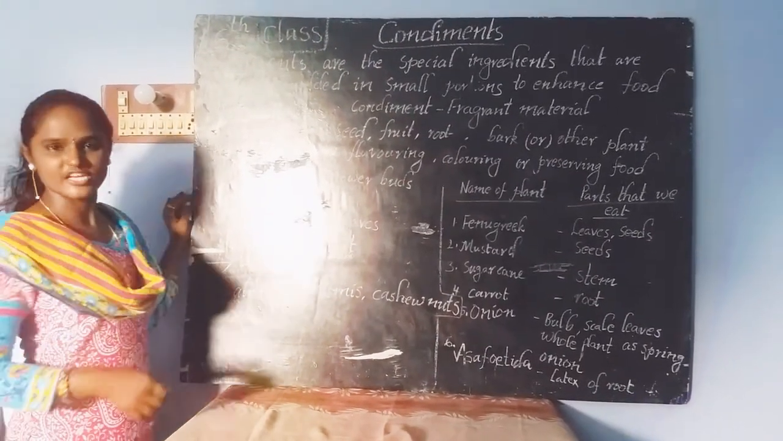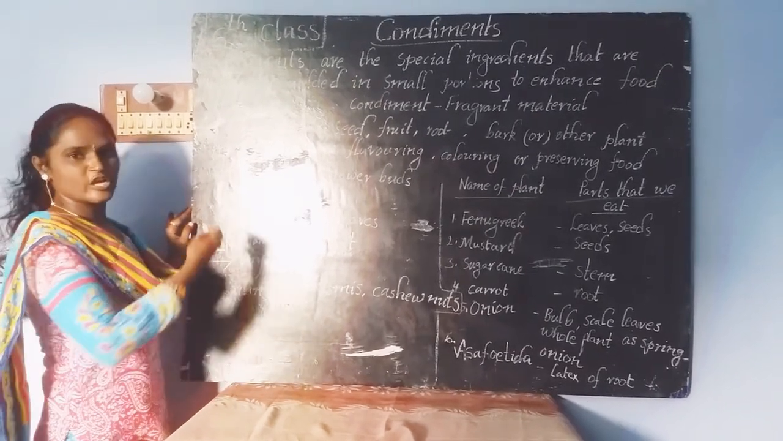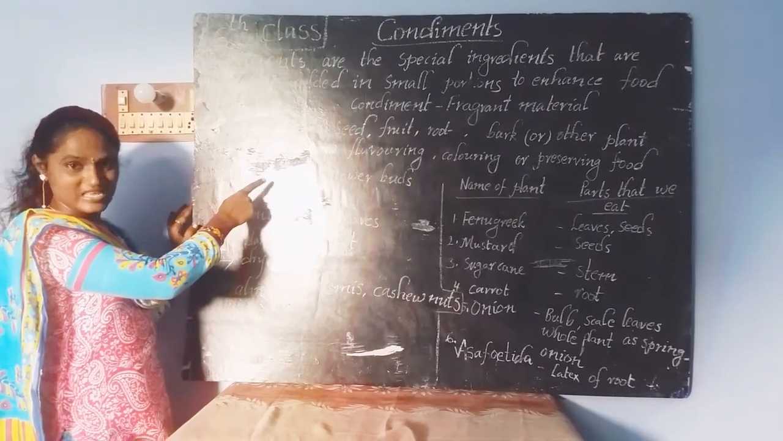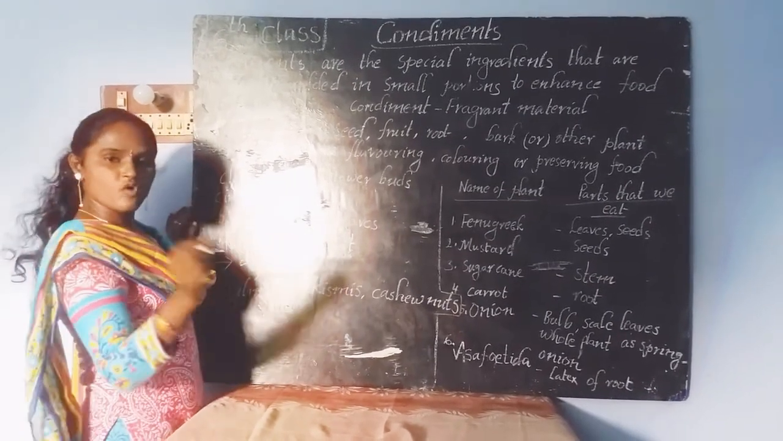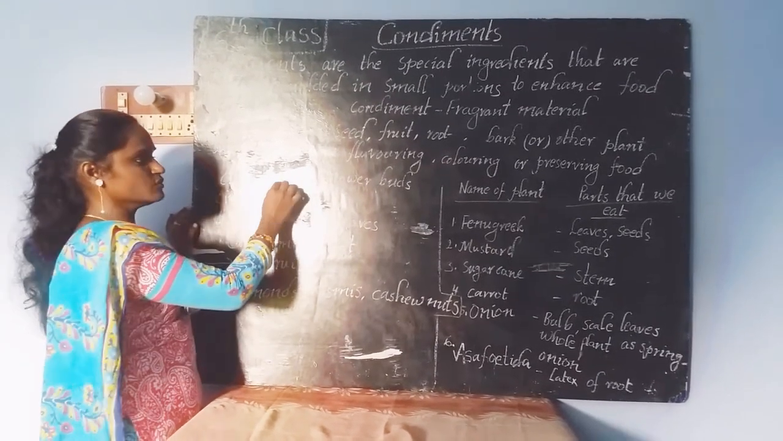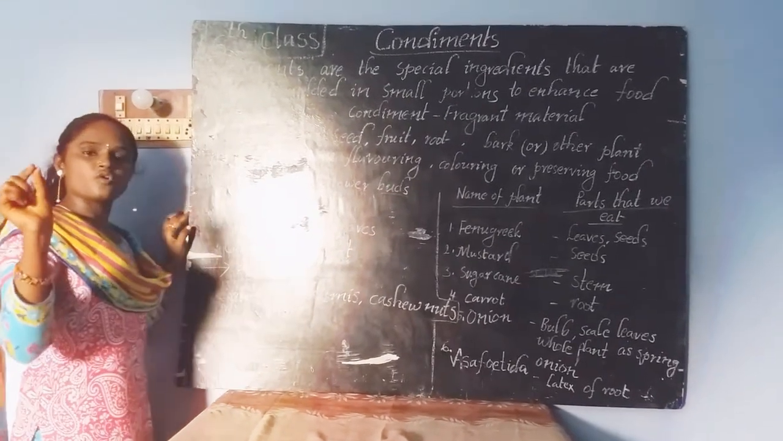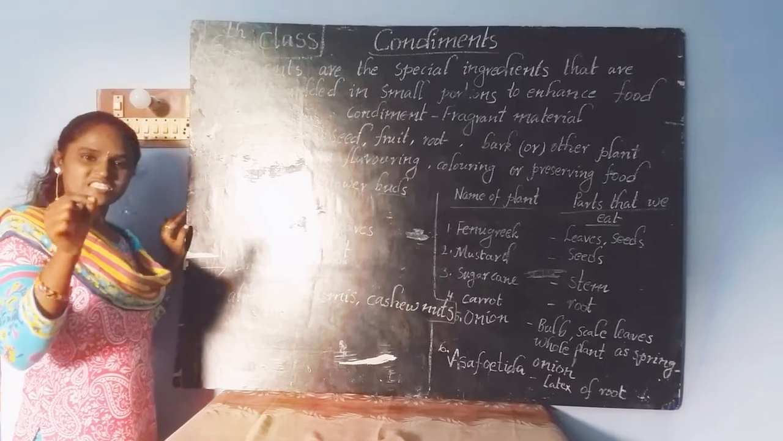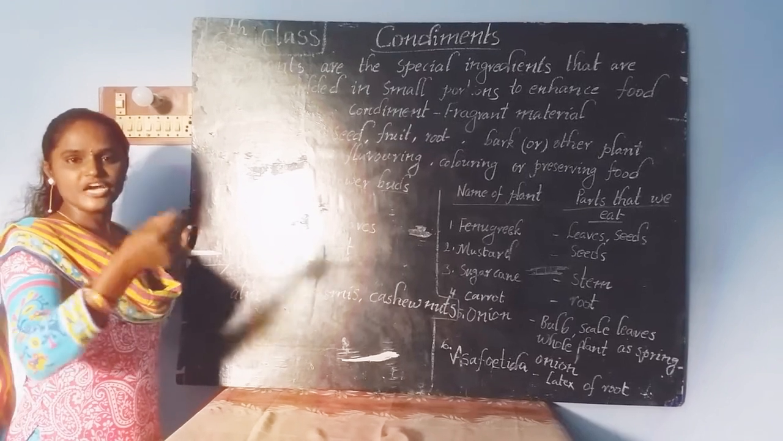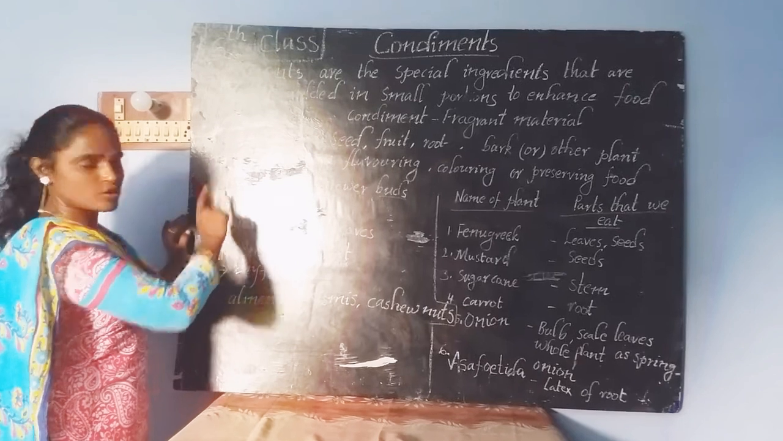Here, what are the different varieties of condiments? Just have a look. Cloves. In Telugu, we call cloves lavangalu. Okay, what part of the clove plant are we using as cloves? We use dried flower buds. In the bud stage only, we pluck the buds of the clove plant and use those dried flower buds as cloves.